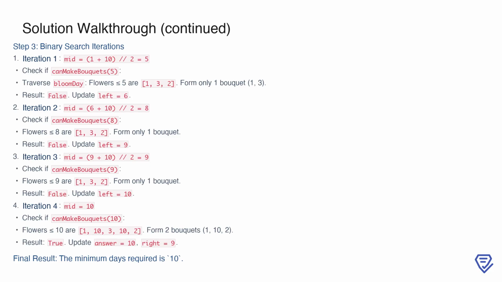In the next iteration, the midpoint becomes (6 + 10) / 2 equals 8. Again, only flowers 1, 3, 2 form 1 bouquet, so we update left to 9. The midpoint for the third iteration is (9 + 10) / 2 equals 9. The same flowers form just 1 bouquet, so left is updated to 10.